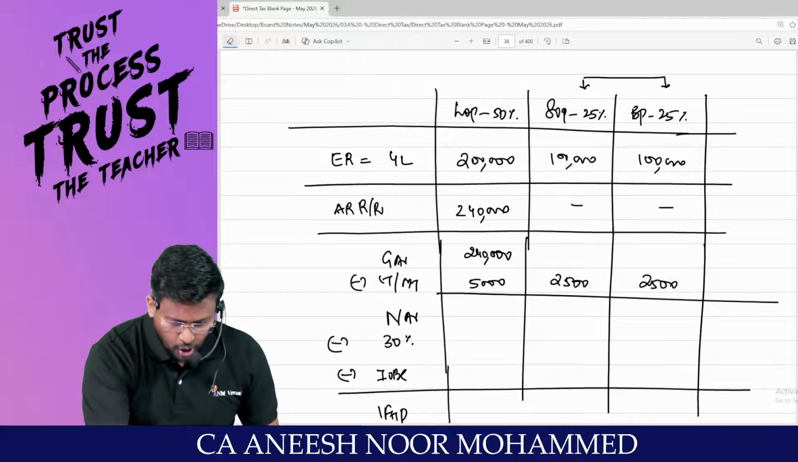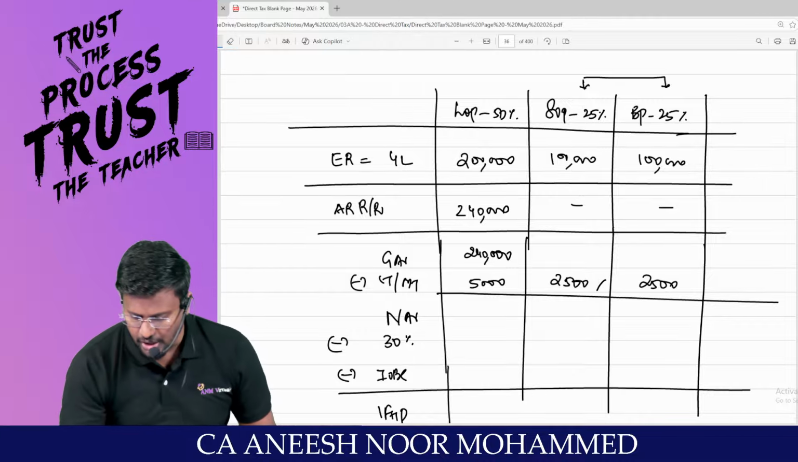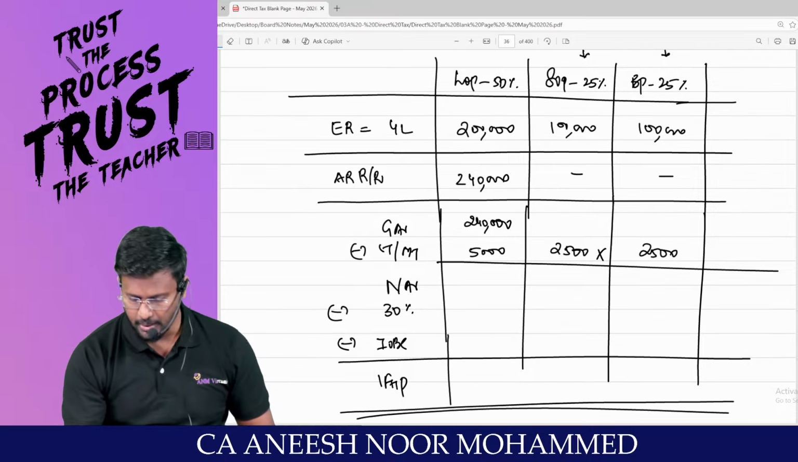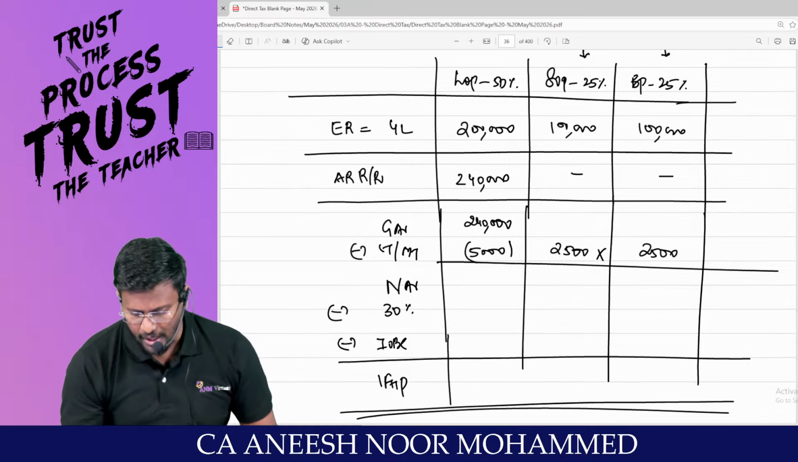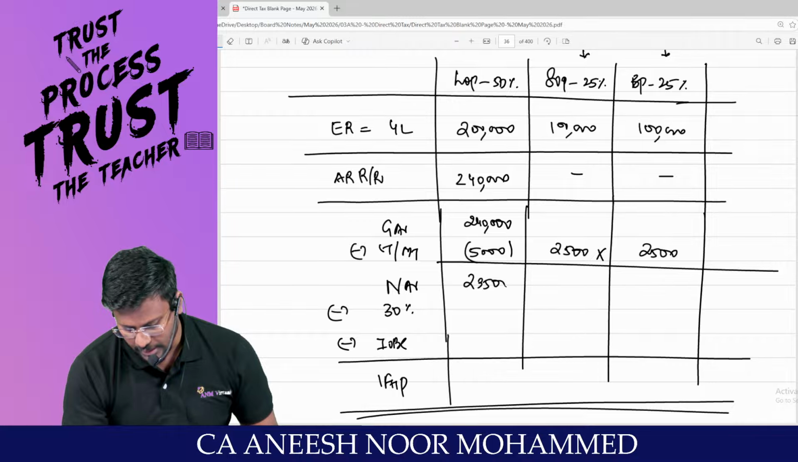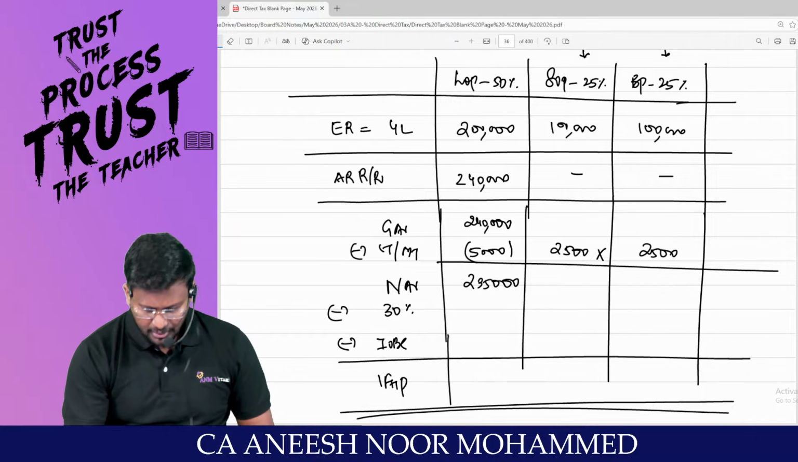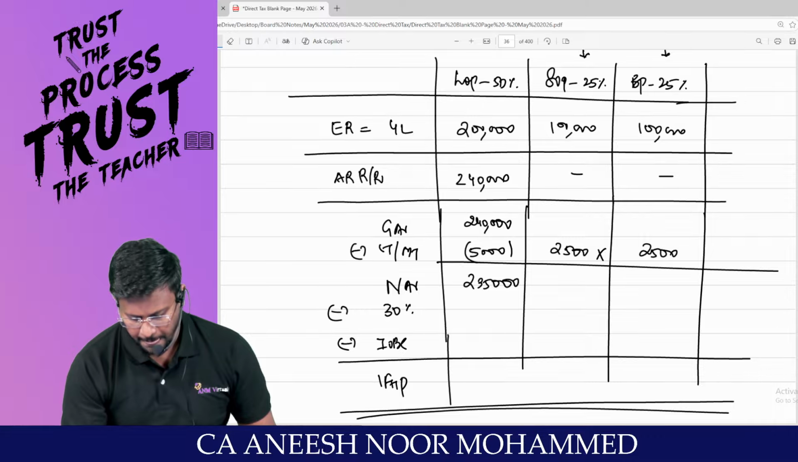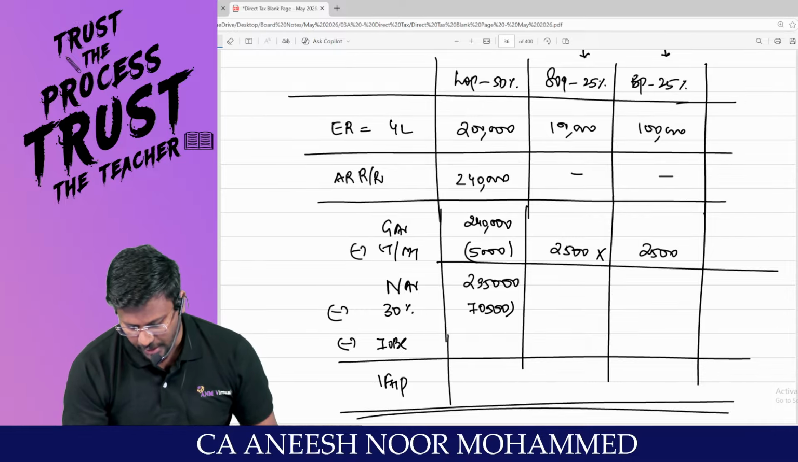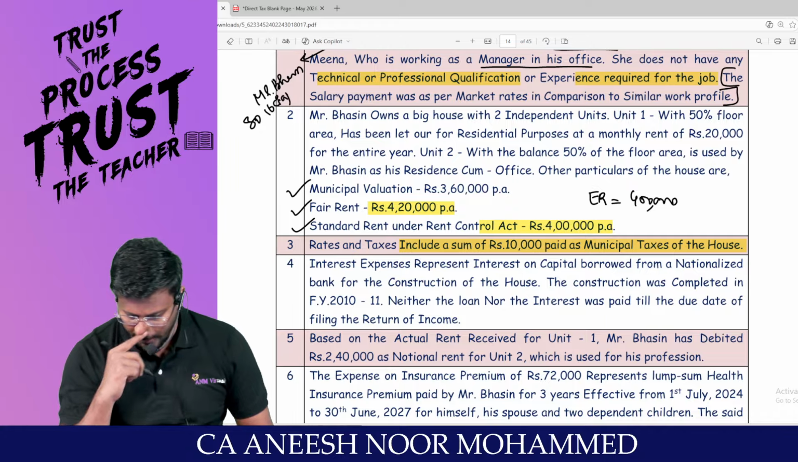But for self-occupied property, this cannot be claimed as a deduction. I just apportion, that's it. Are you all really with me? So net annual value is 2,40,000 minus 5,000, that is 2,35,000. 30% of 2,35,000 is 70,500. Look, is there any interest on borrowed capital?